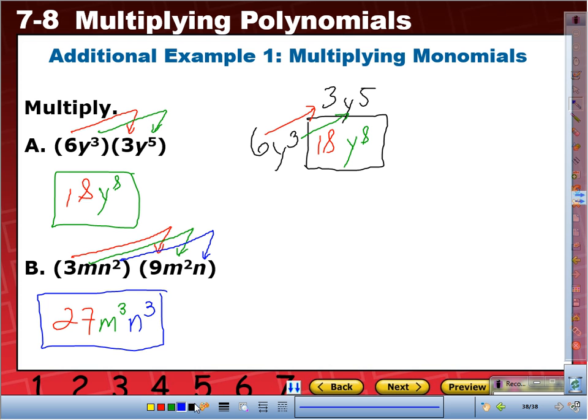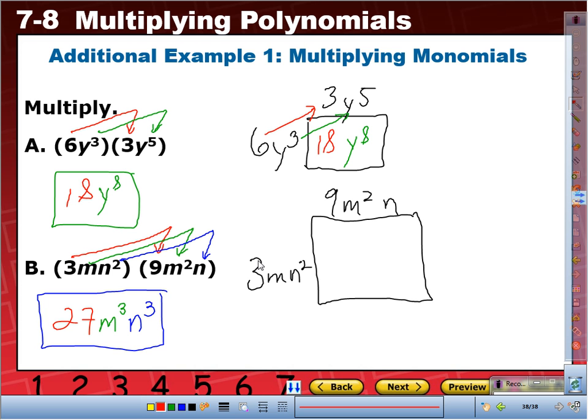Okay, let's draw our area model. We got 3mn squared. And this one is 9m squared n. Okay, and once again, 3 times 9, that's 27. M times m squared, that's m to the 3rd. And n squared times n, that's n to the 3rd. Piece of cake? Yes.